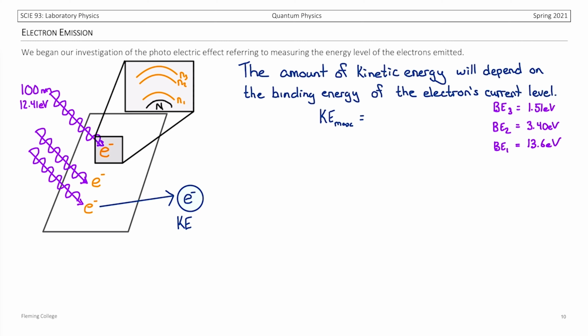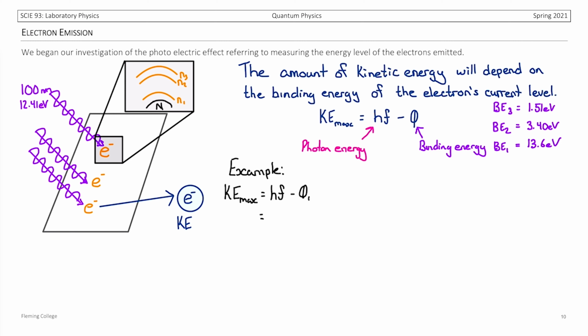The maximum possible kinetic energy would be calculated by hf minus phi. Now, phi just represents those binding energies. And remember, hf is our photon energy. So given a known substance and a controlled light source, we should be able to calculate the expected kinetic energy of a photoelectron. So what happens if we had light incident on an electron in the first level?